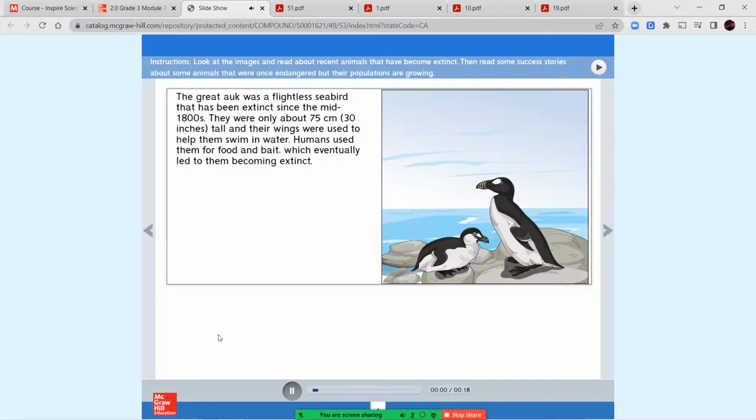The great auk was a flightless seabird that has been extinct since the mid-1800s. They were only about 75 centimeters, 30 inches tall, and their wings were used to help them swim in water. Humans used them for food and bait, which eventually led to them becoming extinct.